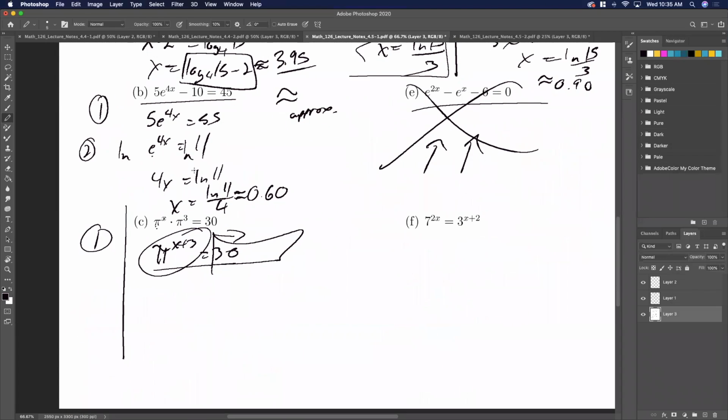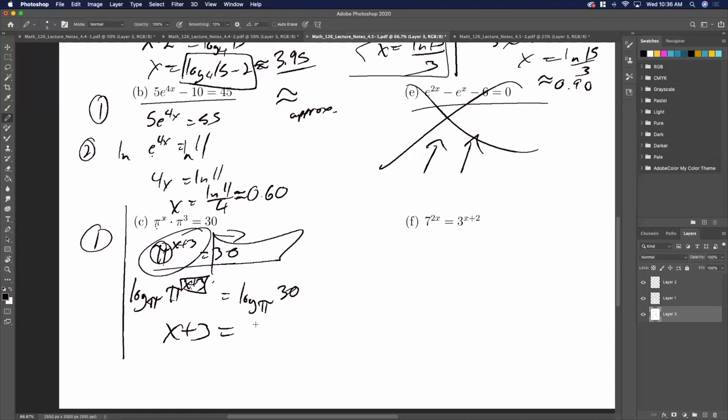So the whole goal here is to make it look like some exponent to that. Then we're going to take the log of whatever this base is. So here I'm going to take log of pi to the x plus 3 equals the log of 30. Log base pi of pi raised to some power is always just that power. That's why we went over those rules yesterday.